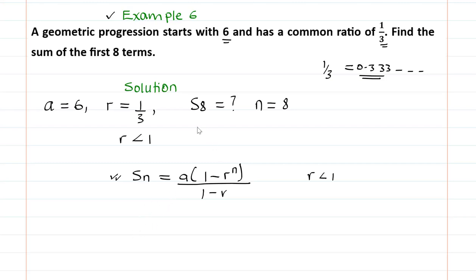Getting to our question, the sum of the first 8 terms, S8, becomes the first term 6 into 1 minus R. What is R? R is 1/3, but the formula says to power n. So 1/3 to power 8, then you close. And then we divide by 1 minus R. What is R? R is 1/3.